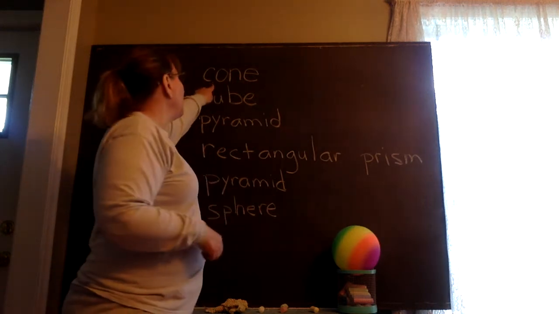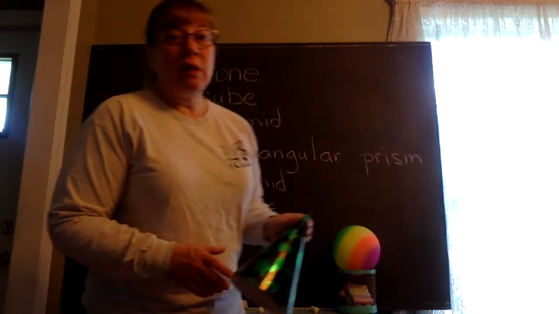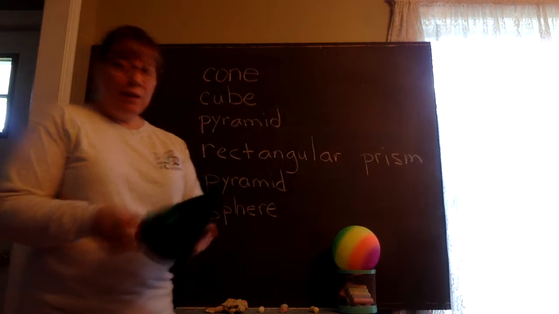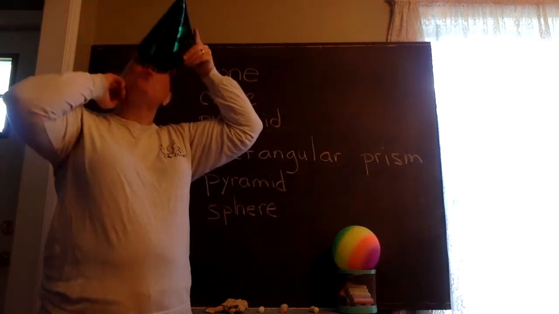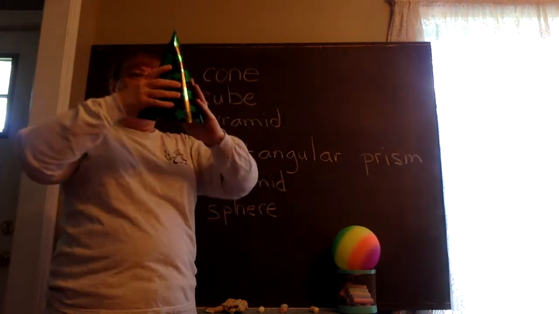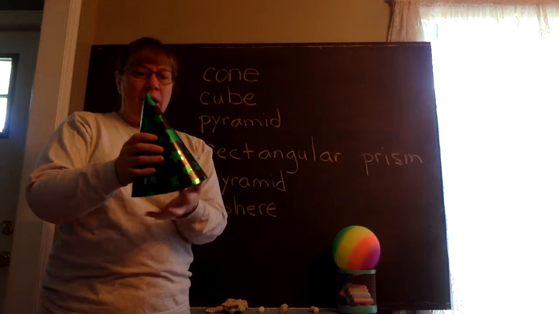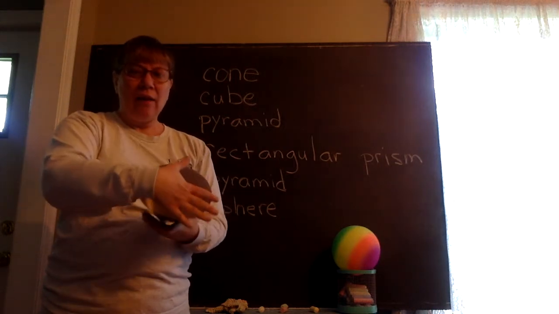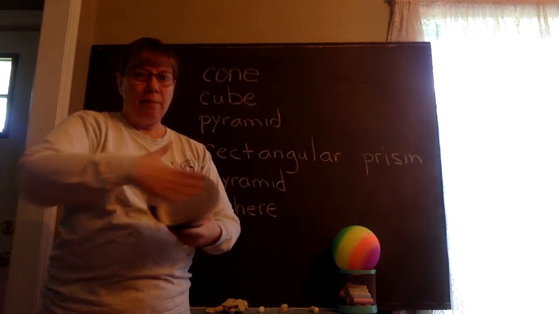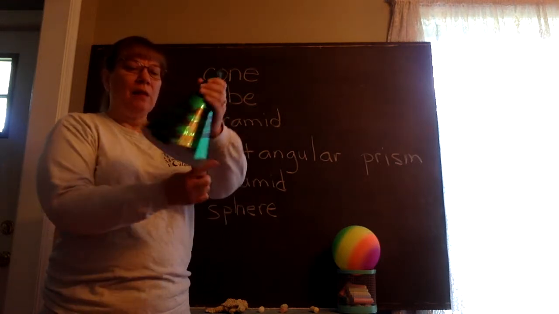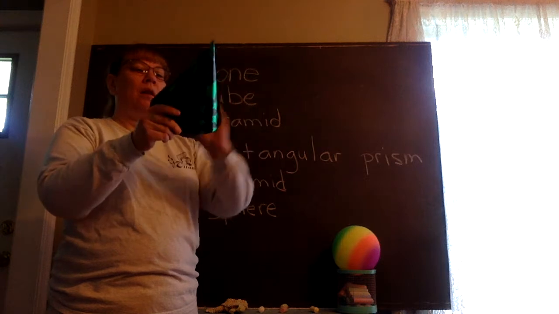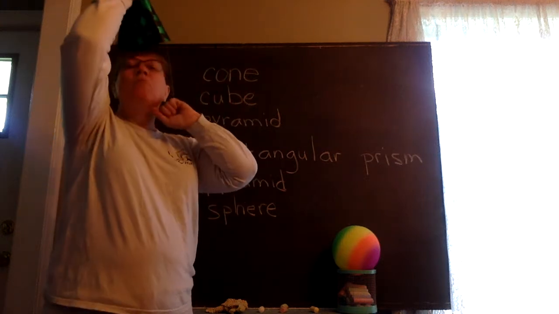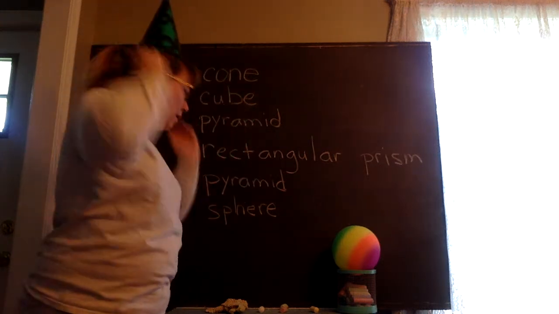The first one on my list is a cone. And the first thing that came to my mind was an ice cream cone. I don't have any ice cream cones, but I do have a party hat. If you see my party hat, it has a point on the top. We're going to pretend it's flat on the bottom. It's covered on the bottom, and it's round. Okay? So here's my cone. I have that.